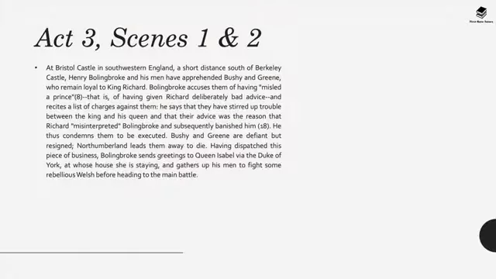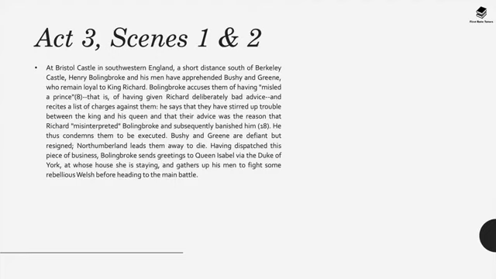Act 3. At Bristol Castle, in southern England, a short distance south of Berkeley Castle, Henry Bolingbroke and his men have apprehended Bushy and Greeny, who remain loyal to King Richard. Bolingbroke accuses them of having misled a prince, that is, of having given Richard deliberately bad advice, and recites a list of charges against them.